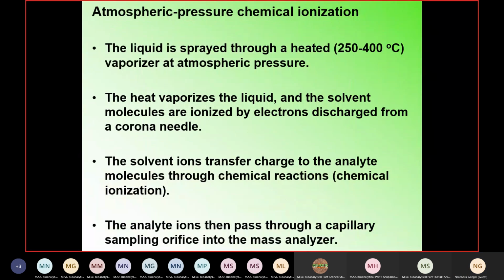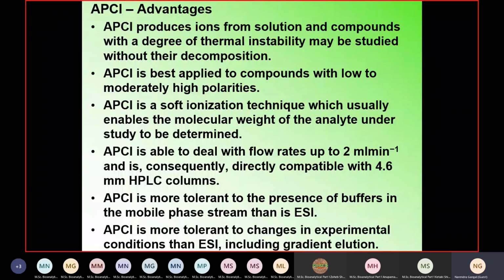Now, what are the advantages? Advantages are many. APCI, or atmospheric pressure chemical ionization, produces ions from the solution, and compounds with a degree of thermal instability may be studied without their decomposition. Because the solvent molecules are going to be charged, they will form the ions, and subsequently they will form my ions. So here I am not heating too much to start with, I am just making them vapor, because thermal energy is not used for ionization.